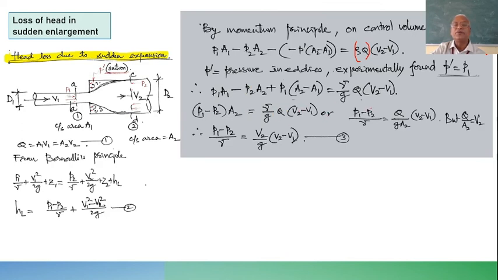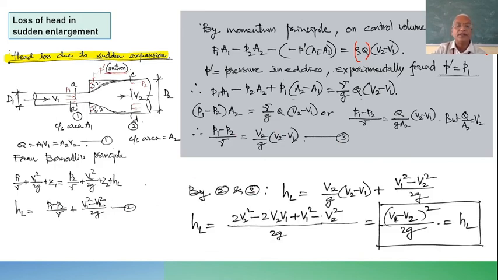If you still rearrange, P1 minus P2 by gamma is equal to gamma by g, Q divided by A2, times V2 minus V1. But Q by A2 is V2, so I can place V2 there. So P1 minus P2 by gamma is equal to V2 by g into V2 minus V1. This is equation 3. Now we have 1 and 3. We'll substitute this expression there and find out HL.